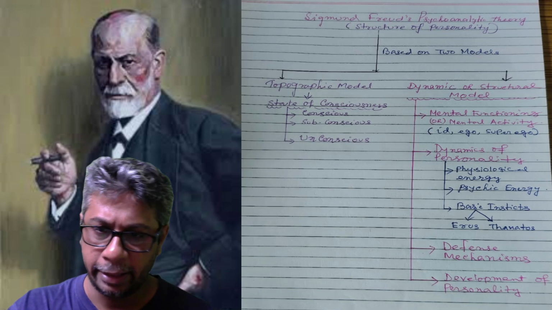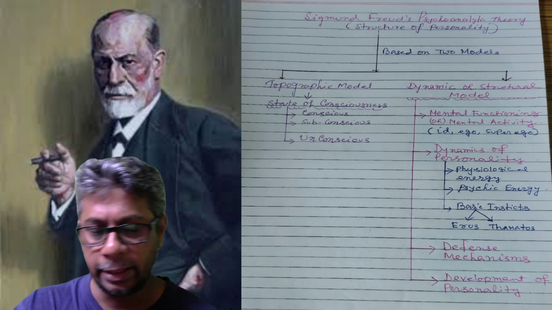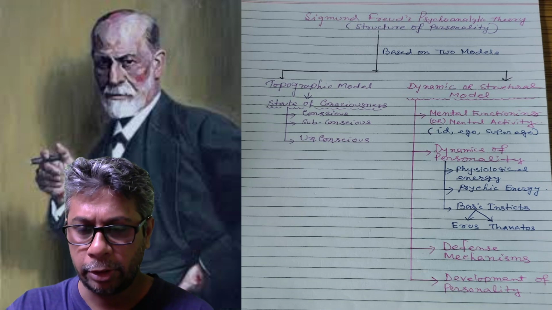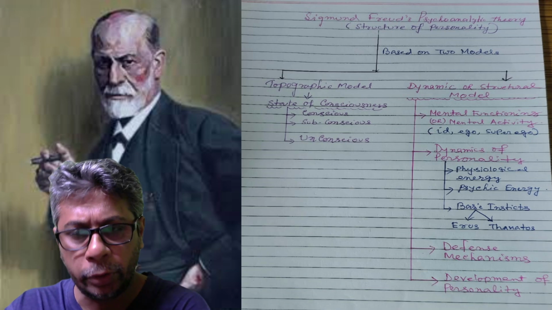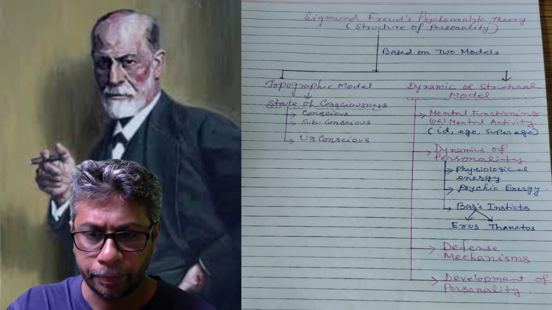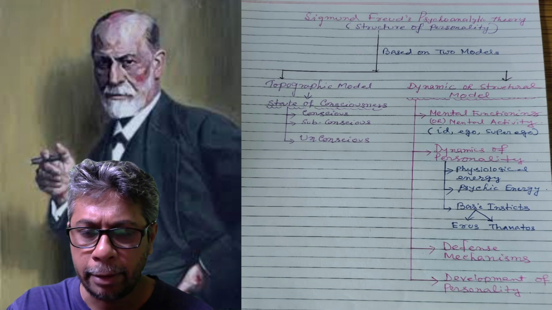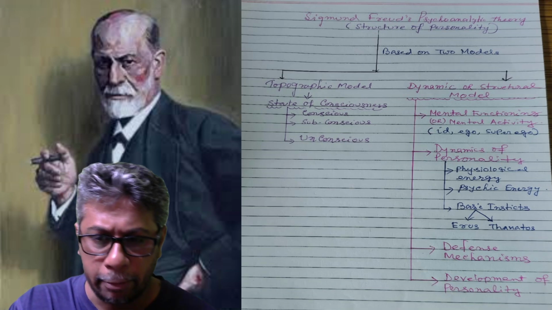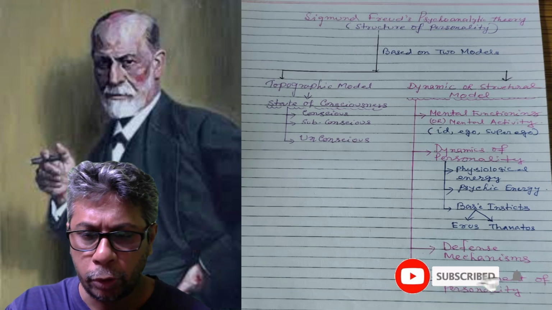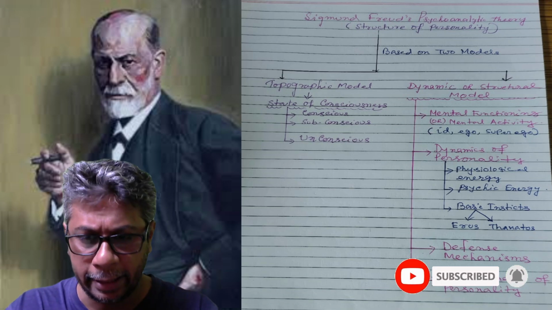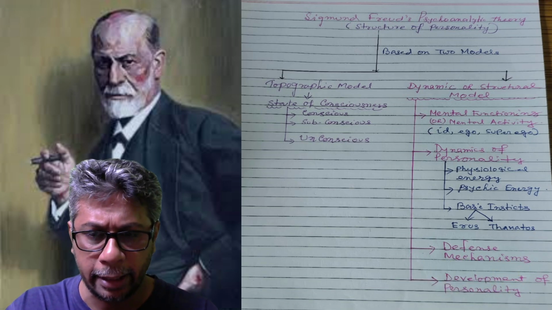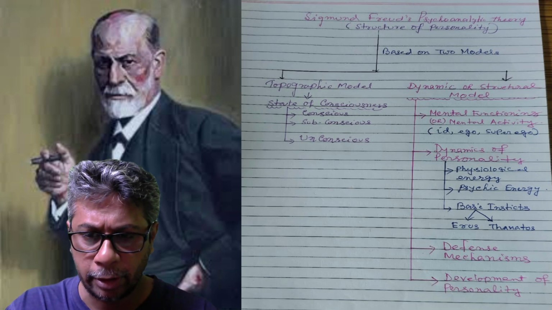The dynamic or structural model is based on a few parts. Number one, mental functioning or mental activity, which is based on three areas: number one, id; number two, ego; number three, superego. Next, dynamic personality. The dynamic personality is based on basically three areas.